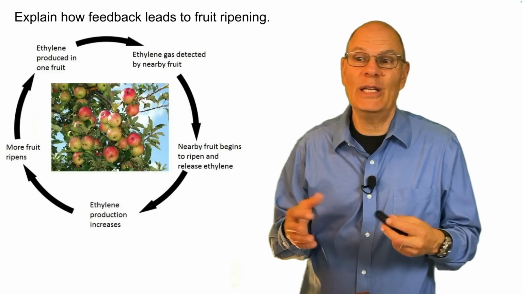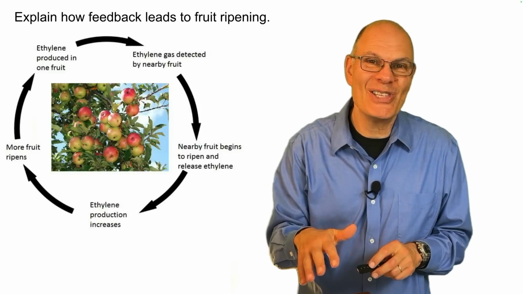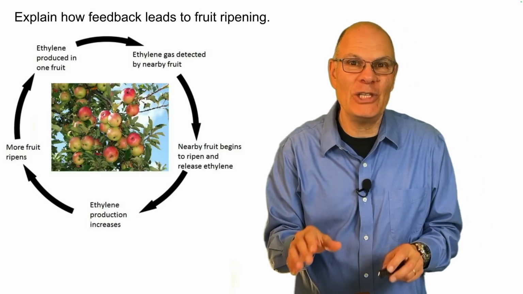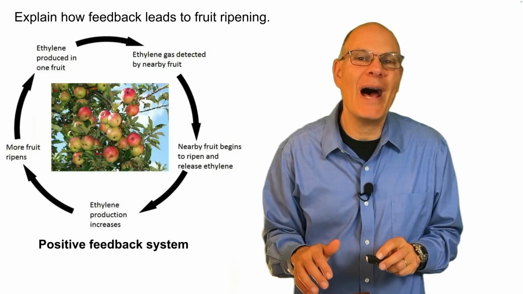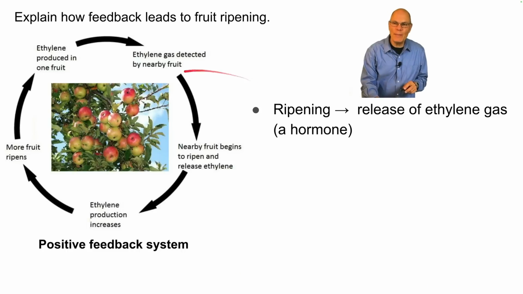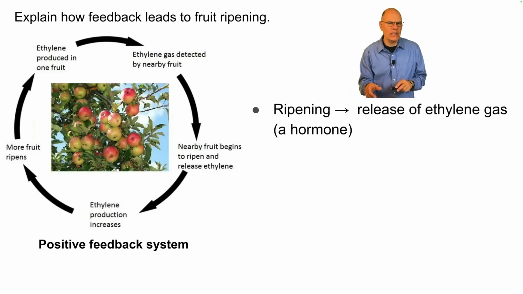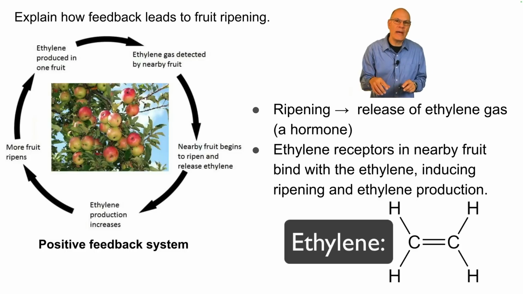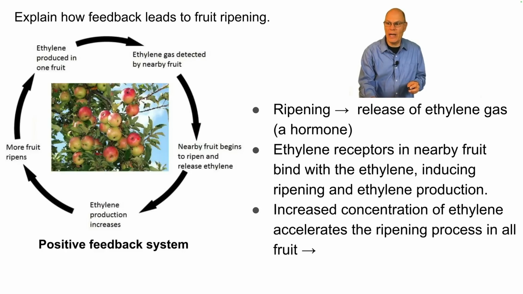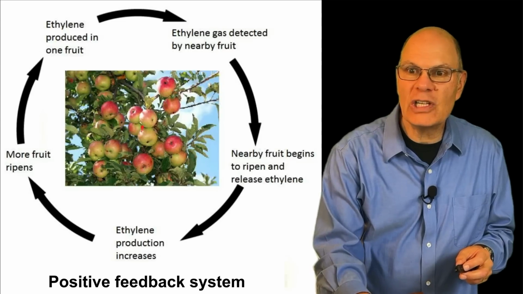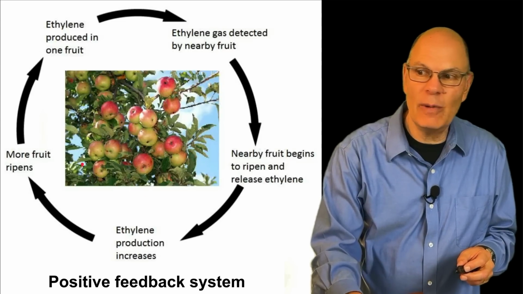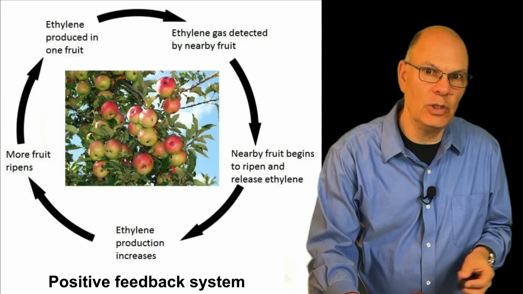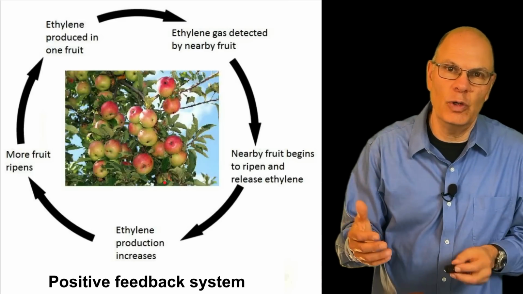Explain how feedback leads to fruit ripening. If you were to pause the video and take a look at this diagram, I'll bet you that you could figure it out. This is a positive feedback system. Ripening in fruit leads to the release of a hormone that is a gas. It's called ethylene. Ethylene receptors in nearby fruit pick up the ethylene, and that induces additional ripening and more ethylene production. That increased concentration of ethylene accelerates the ripening process in all the fruit, leading to more ethylene.